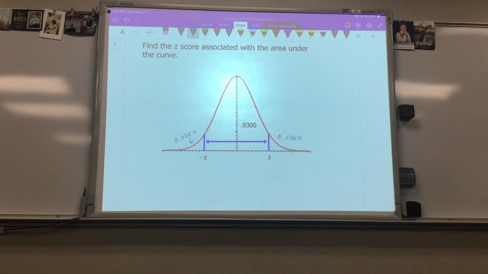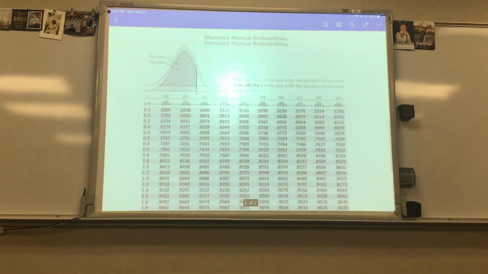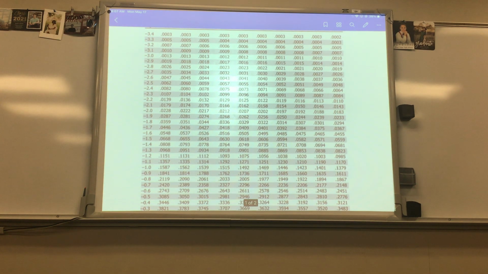So which z-score can I figure out? The negative z one, can I? I got the area to the left of that. Okay. So we're just going to go look. 0.0350. Does that one pop up? Oh, is there one that gets close to it though? Like there's two scores that surround 0.0350, 0.0351, 0.0344. Which one is closer? 0.0351, I think. Yep.